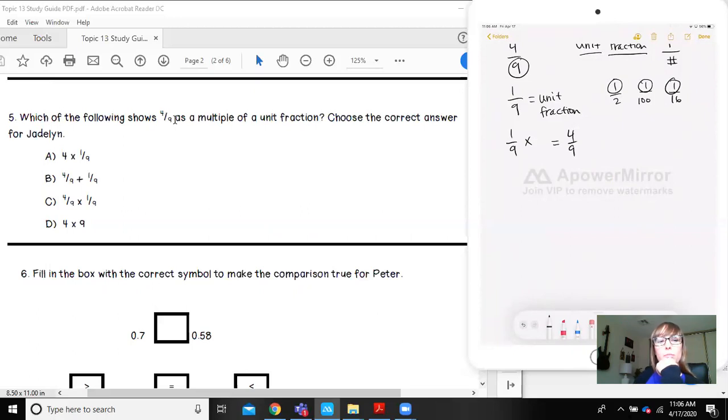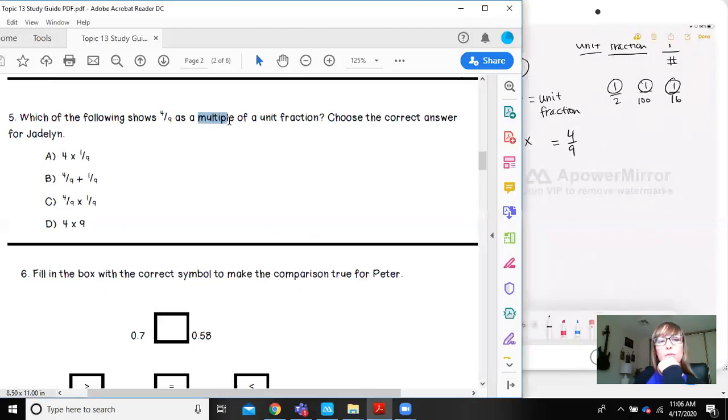I know we need to multiply because it says it's a multiple. So which of the following shows 4/9 is a multiple of a unit fraction? Okay, so we need to get 4/9. Let's look at our options. Ooh, 4 times 4/9. Well, that's plus, so we know that that's not it. We can cross that one out. That's addition. 4/9 times 1/9.